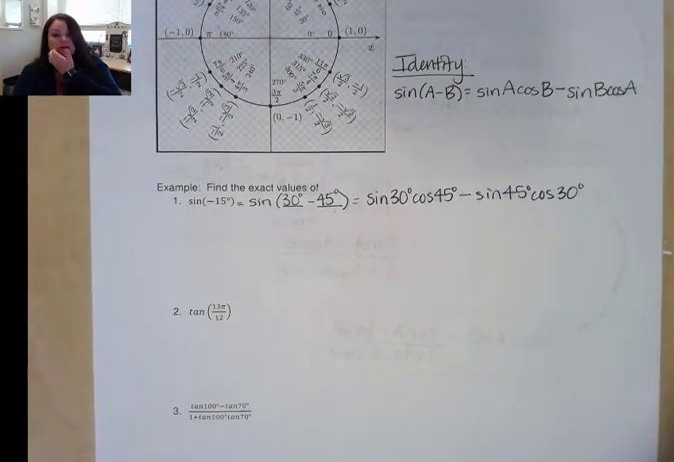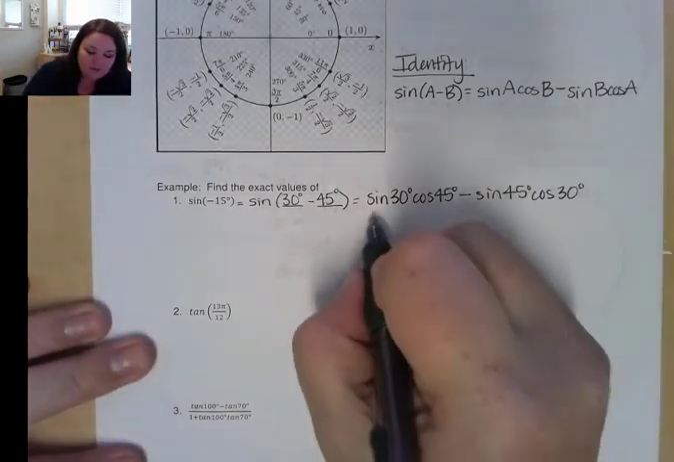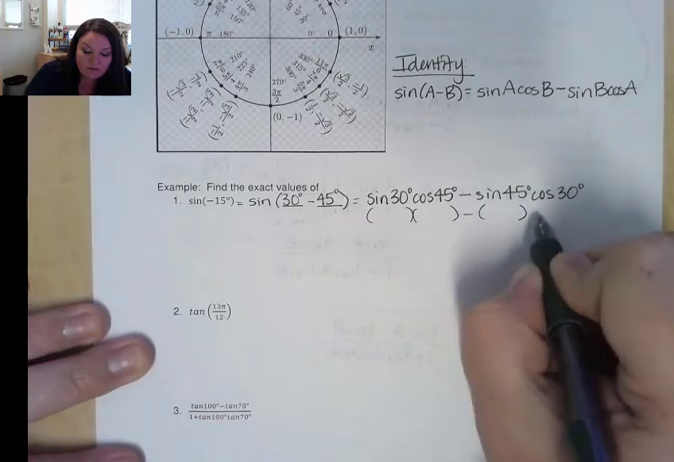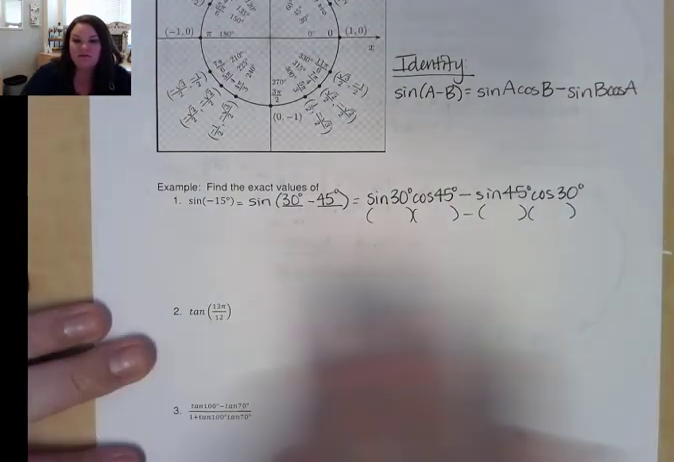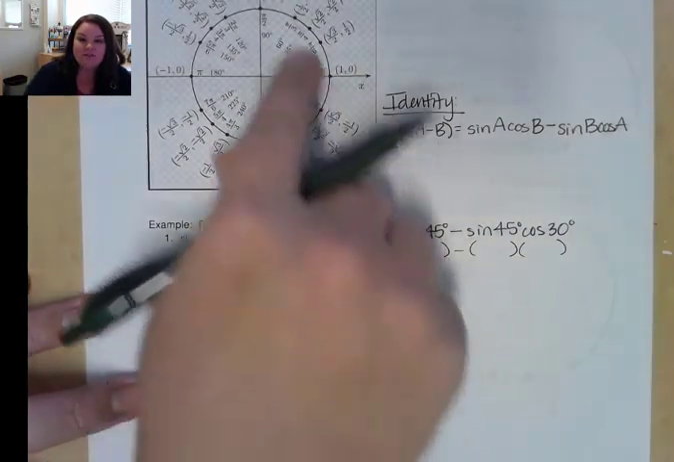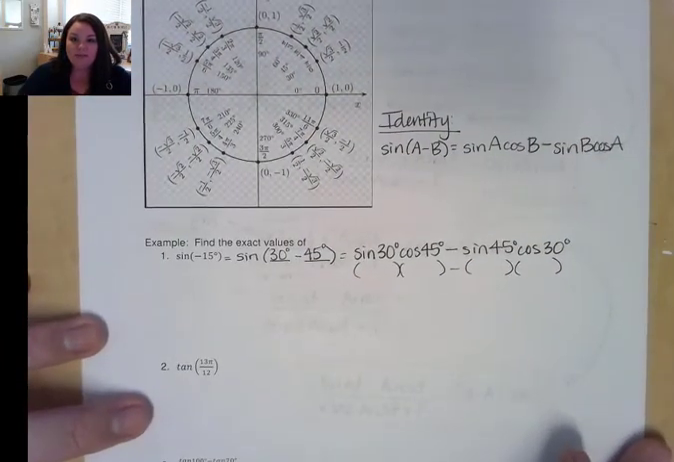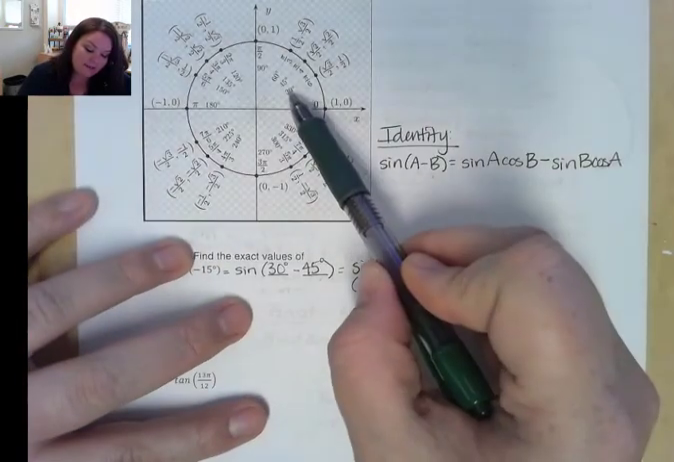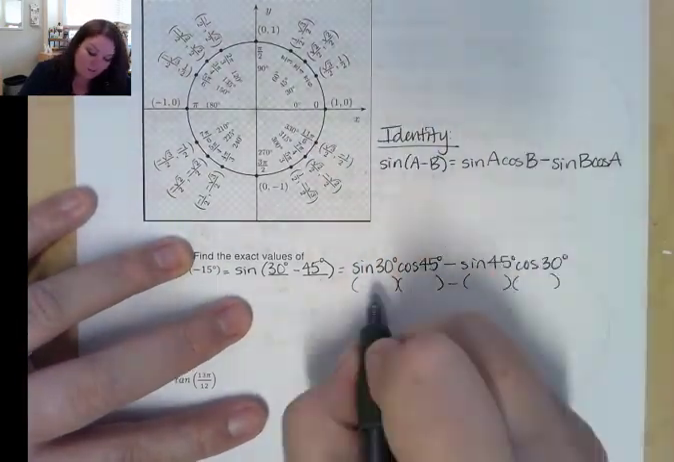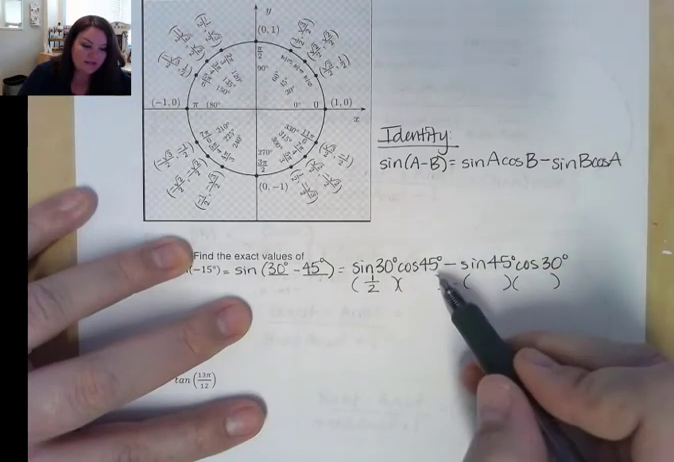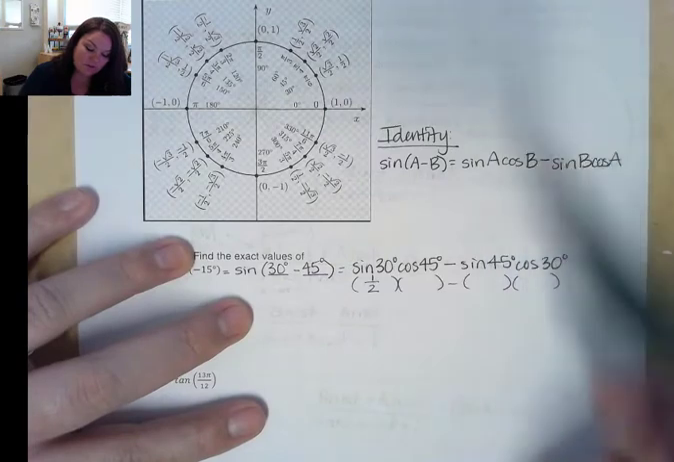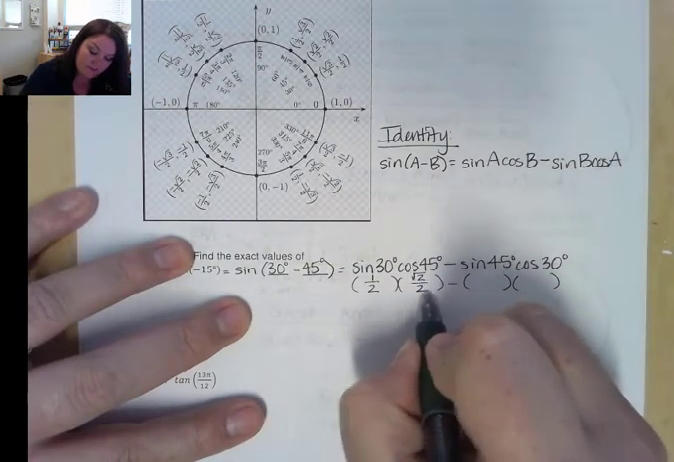Okay. So now that we have it all filled in, now all we have to do is put in our actual values. So I need to know what's sine of 30 degrees, what's cosine of 45, what's sine of 45, and what's cosine of 30. And we can get that from just pulling it off of the unit circle, okay? So I'm going to go ahead. Sine of 30. Sine is our second coordinate, so that gives me 1/2. Cosine of 45, I go to 45. Cosine is my first coordinate, so square root of 2 over 2.